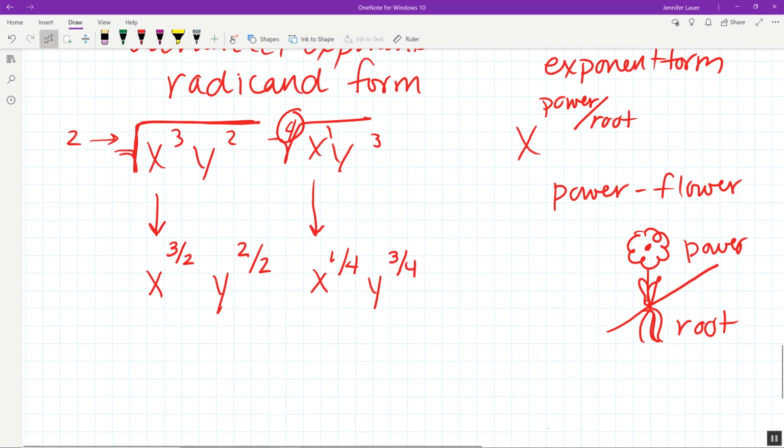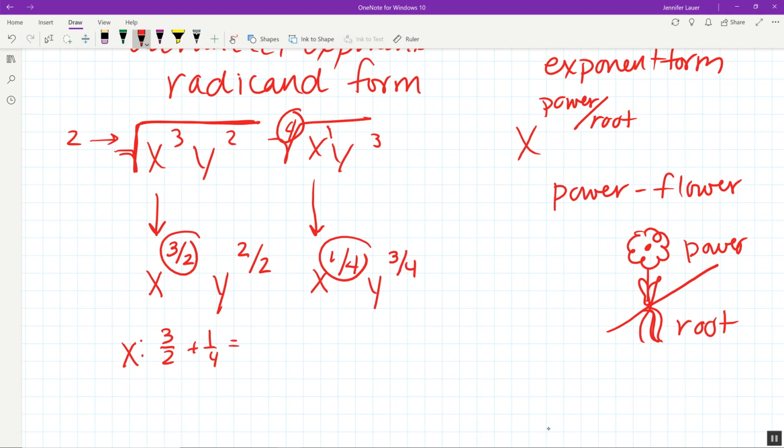Okay, so now we're back to what I would consider just your regular exponents. A little recap of that: when you are multiplying like variables, you're going to add your exponents. So if I want to know what my x's combine to be, I have to add 3 halves plus 1/4, because those are the exponents of the like term. I have to get a common denominator. So this is going to be 6/4 plus 1/4, which is 7/4. So in my answer it's going to be x to the 7/4.